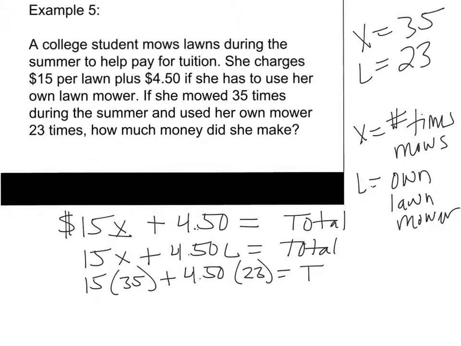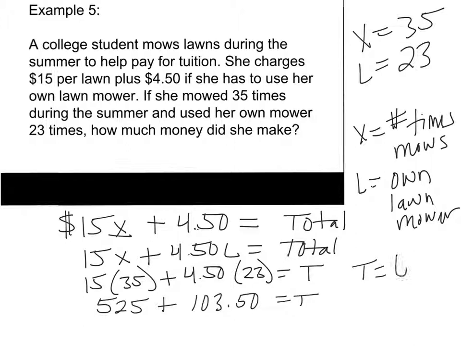Now I'm going to do some calculations off to the side using a calculator to simplify that since I don't have a lot of room. So 15 times 35 is equal to 525. $4.50 times 23 is equal to $103.50. That's going to equal my total. If I simplify that, my total will be, let's see here, $628.50. Not bad, not bad.